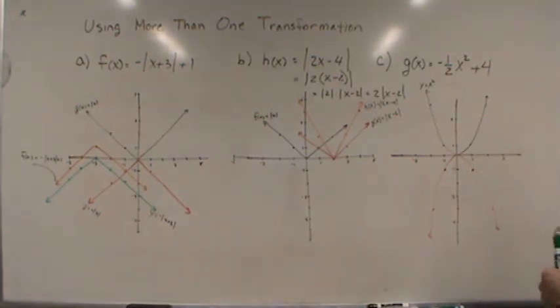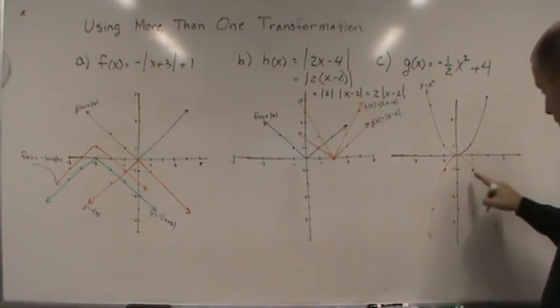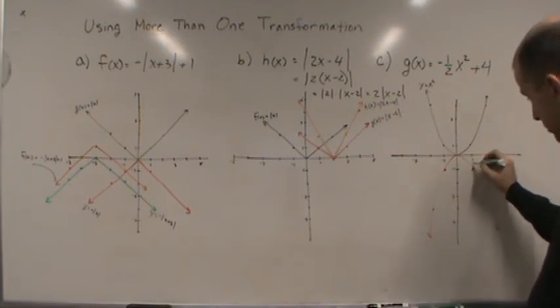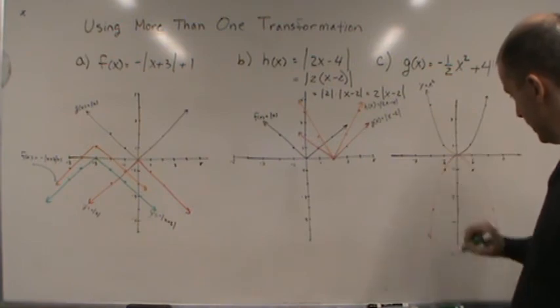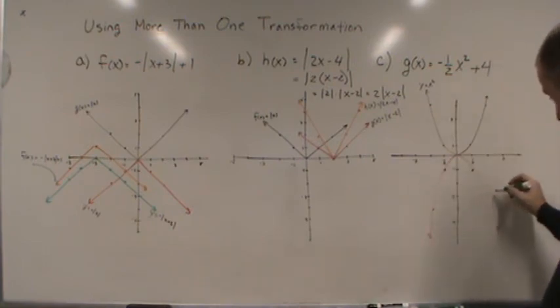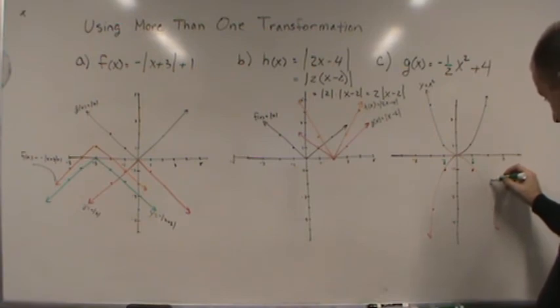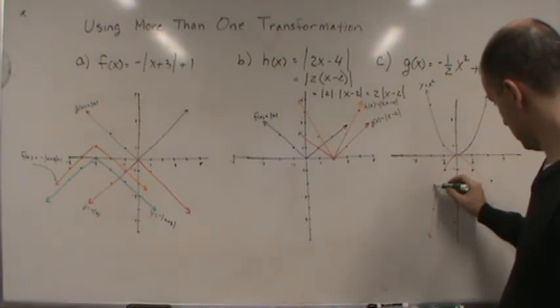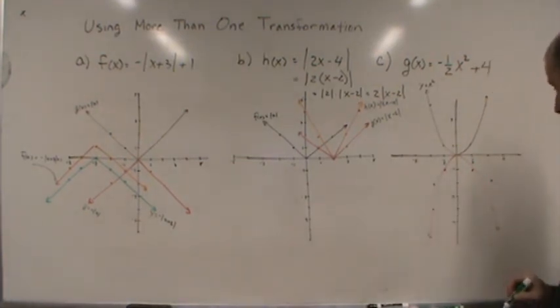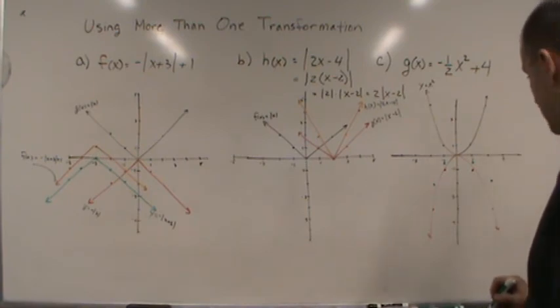And now what I'm going to do is I'm going to take half of these y values. So that means this one is going to go down to -1/2, right? I'm cutting everything in half. And this is going to go down to negative 1/2. This 4 is going to go down to 2. And this is going to go down to 2. Right, let me just make sure.